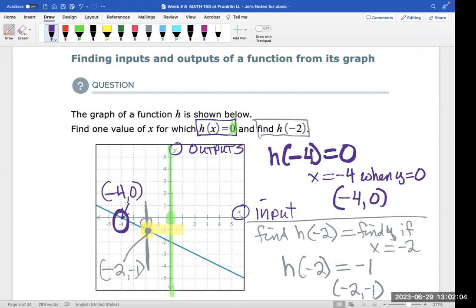So keep straight which is the input and which is the output. Keep straight that H of X is one specific numerical value. H of -2 means take your -2, go on the X number line and let X equal -2, and then figure out what Y value corresponds with that value for X.